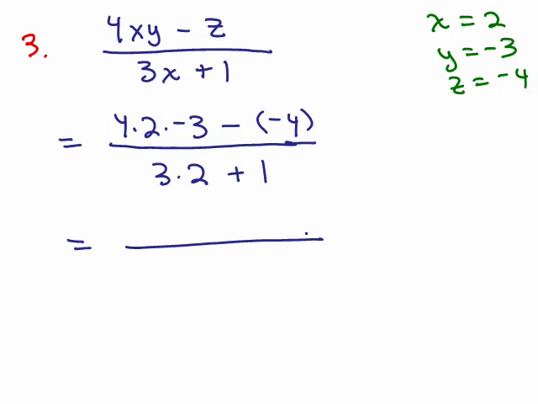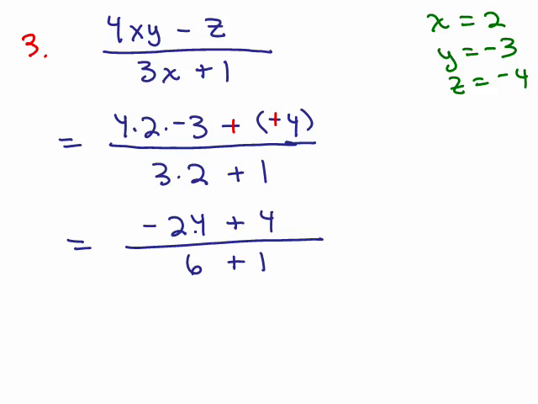All right, so in the numerator, I need to multiply first. So I have 4 times 2 times negative 3, so the answer is going to be negative, that's 8 times 3, 24. And minus negative 4 could be written as plus 4, because adding the opposite. You could do that. And in the bottom, we have to do multiplication first, 6 plus 1. Keep resisting the urge to cancel, can't do that.